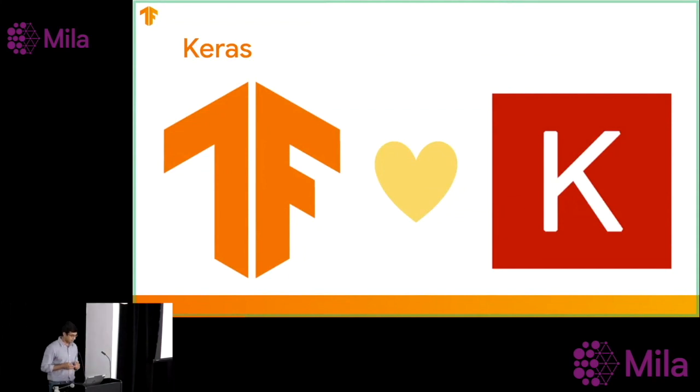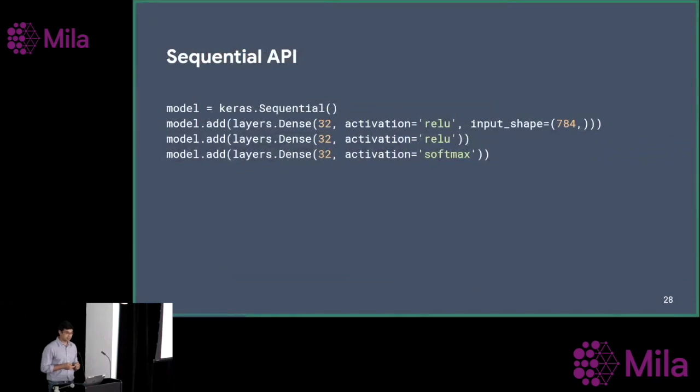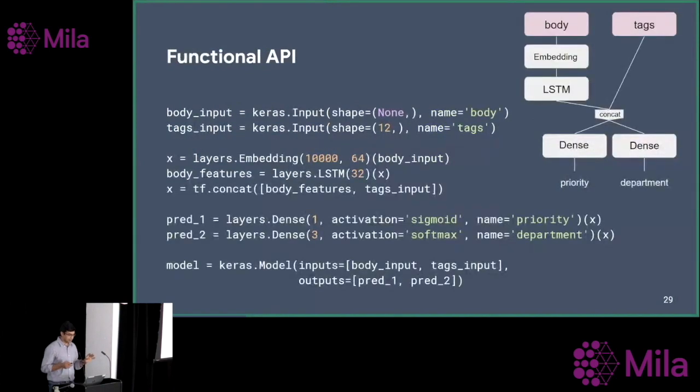So there are various ways of using Keras. This is the most simple way of using Keras. You define a sequential model and then you just add layers in a sequence. Or you can define arbitrary DAGs of models by creating your input layers, and then you create your computation, which is a DAG, and then you have your outputs. And then towards the end, you create a Keras model, and then you specify your inputs and outputs.